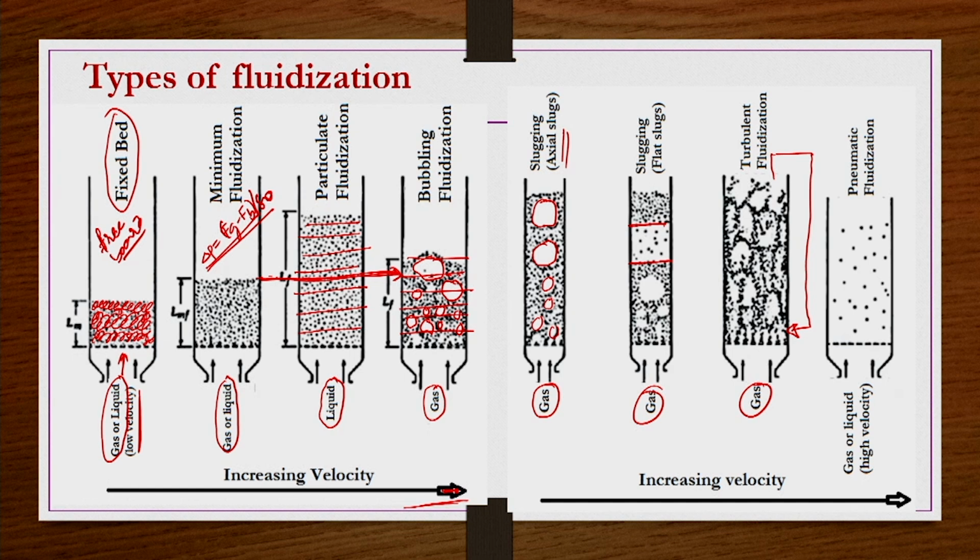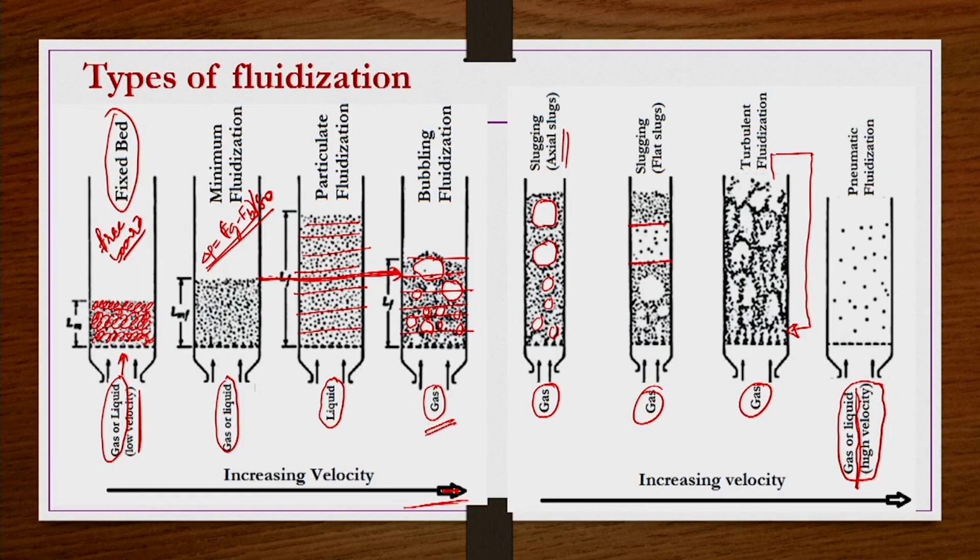But at very high velocities compared to the minimum superficial velocity, whether you are using a gas or liquid as a fluidizing medium, a kind of pneumatic transport will take place where the particles are far apart from each other, and then they may be going out of the bed, and a kind of transport is occurring. So, these are the types of fluidization in general we have seen.